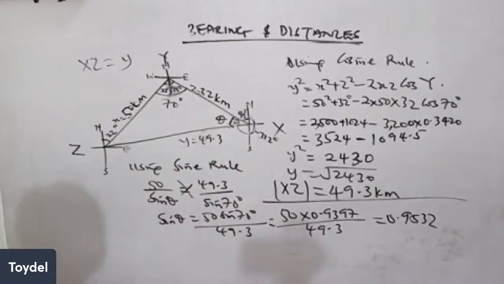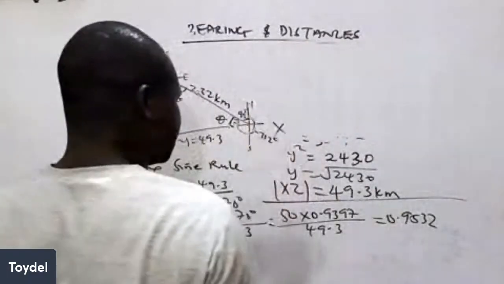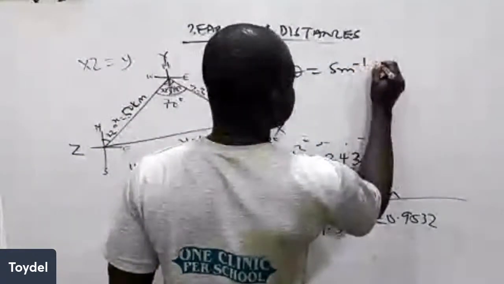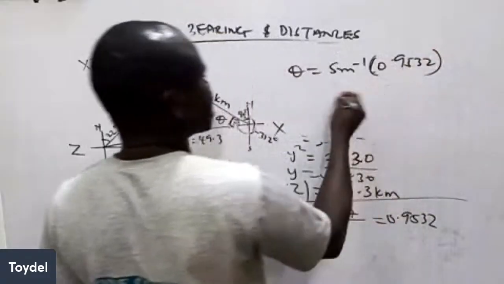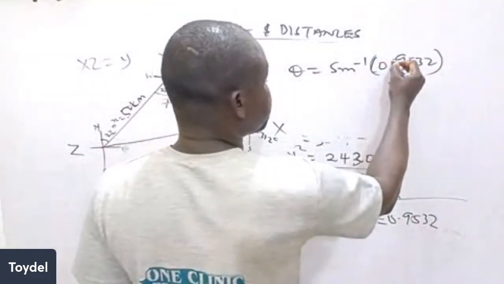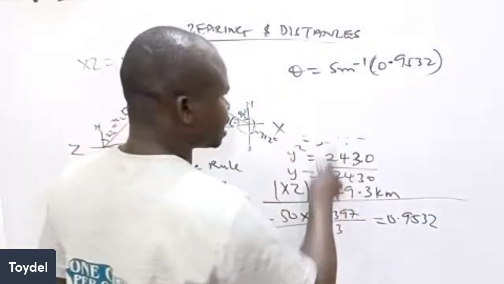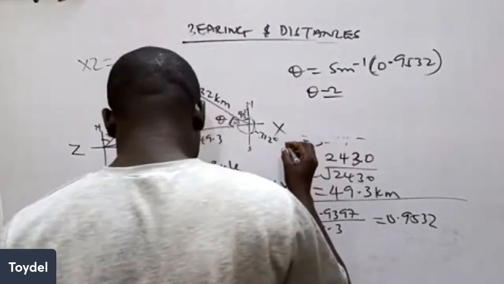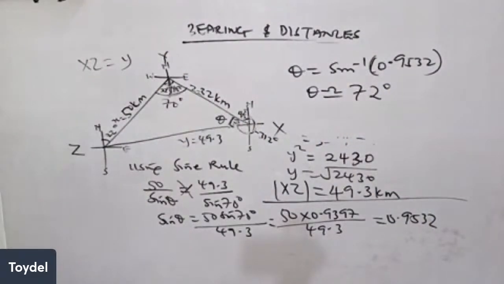So if sine theta is equal to 0.9532, then what do I do? What I'm expected to do is to say theta is equal to arc sine of 0.9532. Of course, you can check arc sine from a calculator or your four-figure table. If you have a calculator, just press shift sine, and that will give you arc sine. Then theta is going to be approximately 72 degrees. That is the value of theta.